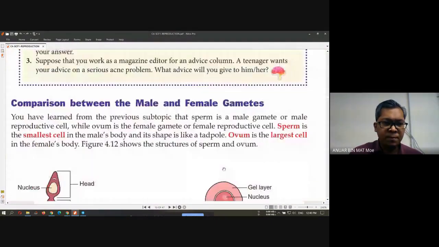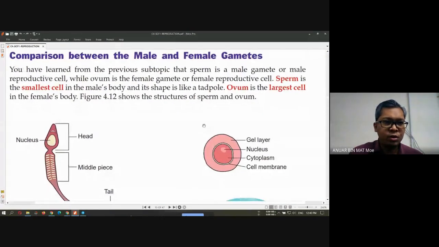So for today, we just want to continue with the topic: the comparison between the male and female gametes. We call it gametes.